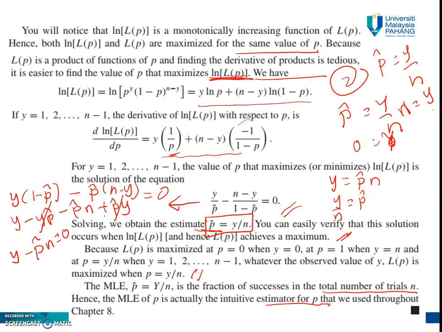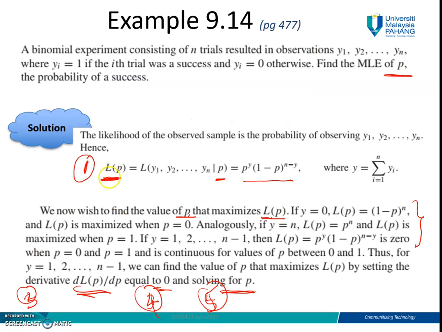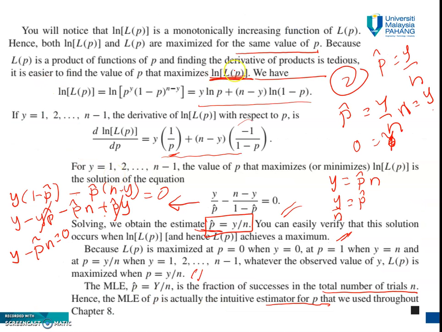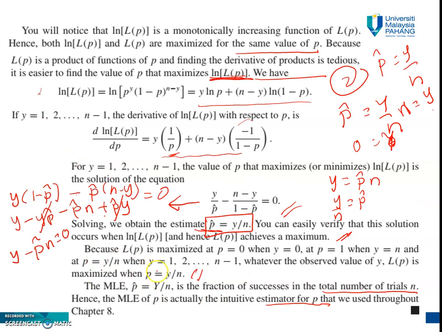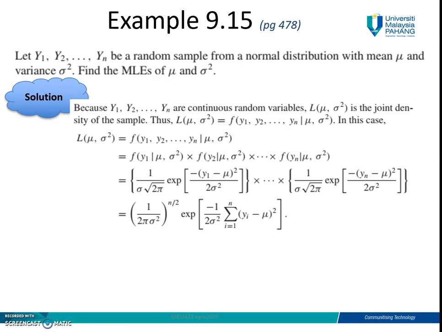Alright, so important here, you should know the steps to find the estimator using the maximum likelihood method. First you should have the likelihood function L(P), and then make sure you have ln L(P), take the ln. And then you find the derivative, and then you set it equal to 0, and then you solve for P. And then you can check whether it is a minimum or maximum by substituting the value of the estimator here. So I will stop this video here.